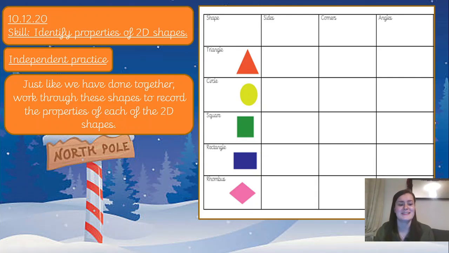Okay, your task for today then, just like we have done together, sort of, on the last slide, is to work through these shapes and record the properties of each shape. So, the first one you've got is the triangle, then you're going to move on to circle, which we've done together. Then you can have a go at your square, rectangle, and I'd like you to try the rhombus as well.